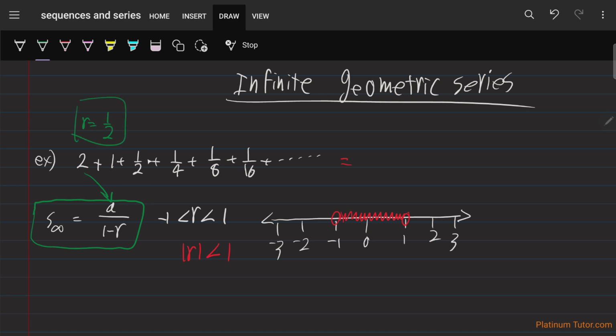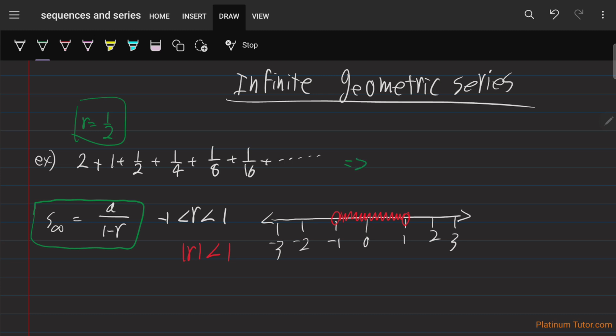Again, just as a reminder for everyone, the way we can find the common ratio, if you don't want to do it by just looking at it, is by taking a term, like 1/2, and dividing it by the previous term. So in this case, 1. And that'll give us the 1/2. Okay, so here, the common ratio is 1/2, which means our condition of R being between -1 and 1 is satisfied. So we can use the formula.